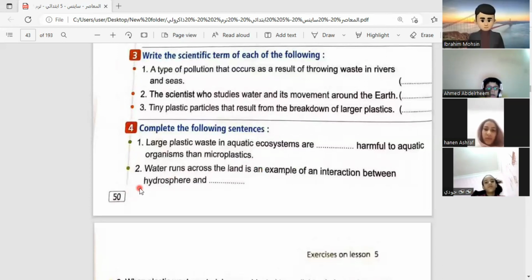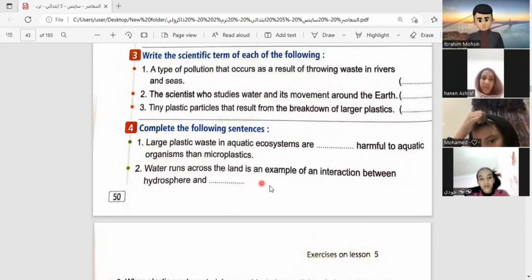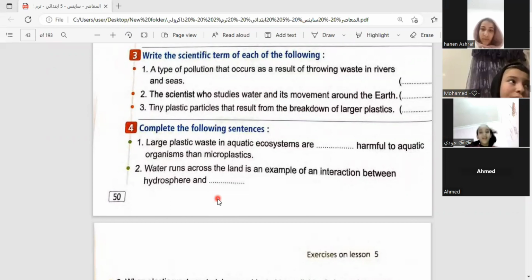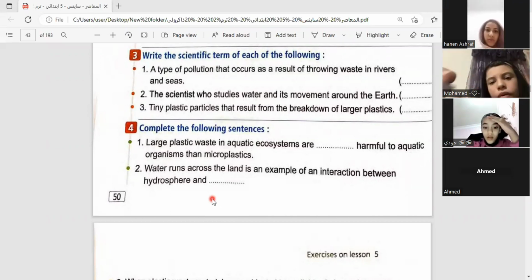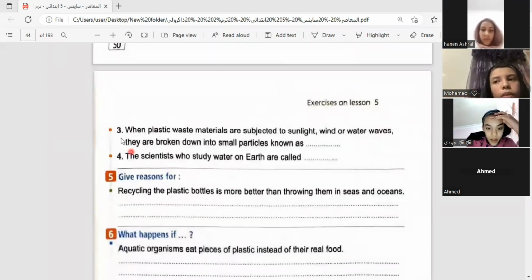Number 2: water runs across the land is an example of an interaction between hydrosphere and biosphere. No, geosphere, because of land. Geosphere. Number 3: when plastic waste materials are subjected to sunlight, wind, or water waves, they are broken down into small particles known as what?